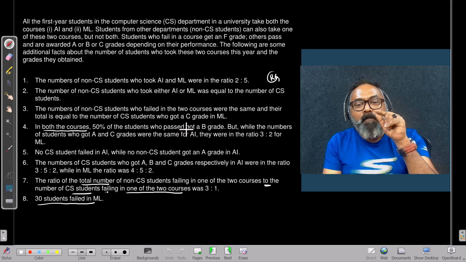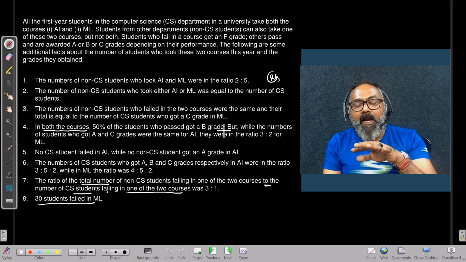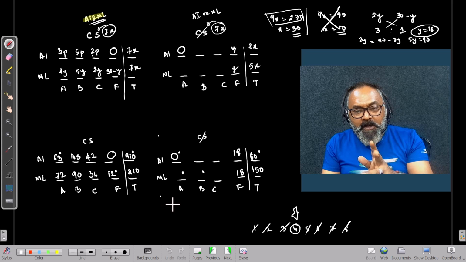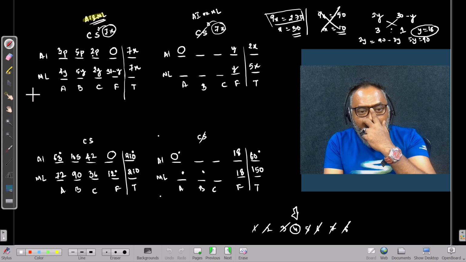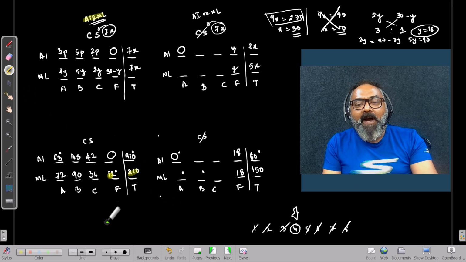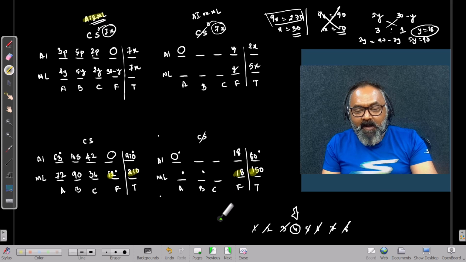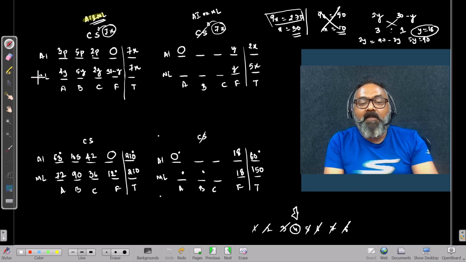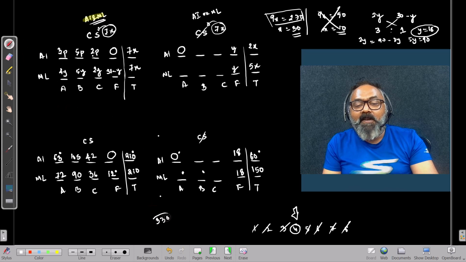In both the courses, 50% of the students who passed got a B grade. Alright, let's look at how many passed. 210 plus 150 looks like 360. 360 minus 30 is 330. So 330 people have passed.